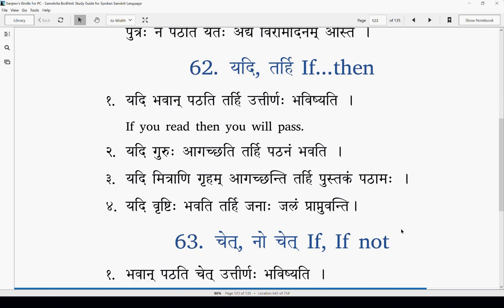So, yadi bhavan pathati, tarhi uttiranaha bhavishyati. Now, bhavishyati, coming in the future tense. Yadi bhavan pathati, if you read, tarhi uttirana bhavishyati. Can you turn this into a strilinga sentence, first one? Yadi bhavan pathati tarhi uttirana bhavishyati. Can you change that to strilinga?